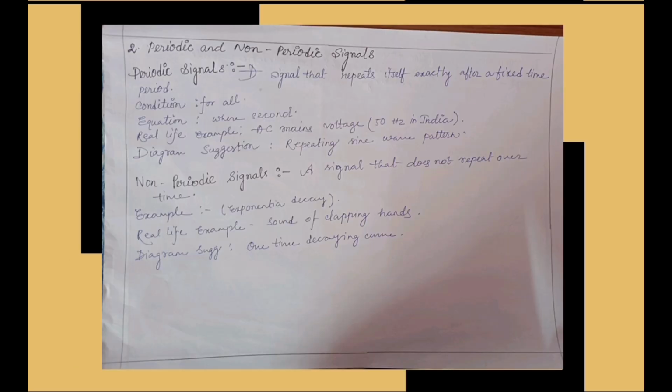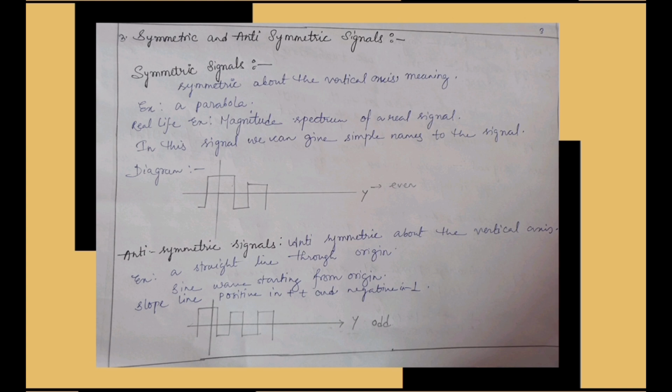Periodic and non-periodic signals. Next, periodic signals repeat their pattern over a fixed interval of time. Example, AC mains voltage. Non-periodic signals do not repeat their pattern, like clapping sounds or speech. Symmetric and anti-symmetric signals. A signal is symmetric if it is mirrored around the vertical axis. Basically, it looks the same on both sides of the origin. And anti-symmetric signals have a similar shape but inverted in sign on one side.